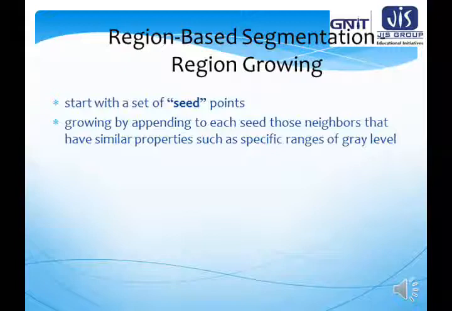That means a particular point or particular pixels may be treated as seed points, and that particular pixel will be compared with its neighbor pixels. That may be either 4 neighbor pixels or 8 neighbor pixels. Those pixels, if they have similar gray level values, will be accumulated together, forming some regions. If we repeat this process, gradually the region will increase and the area will be enhanced.